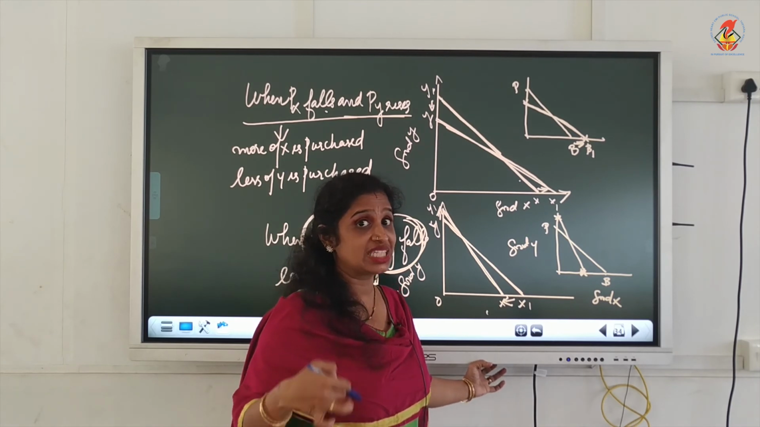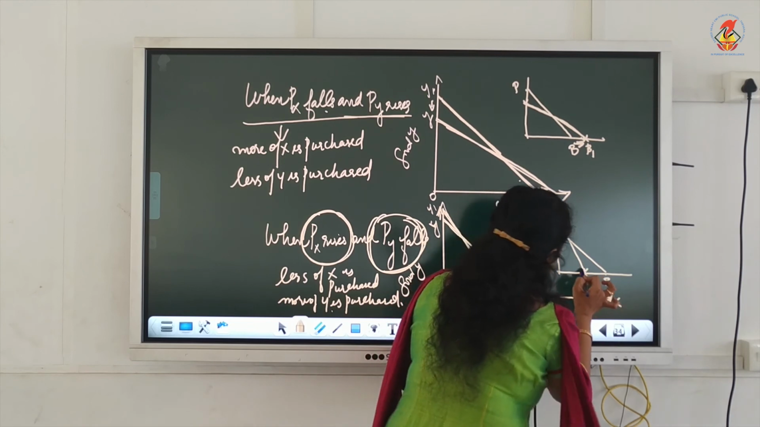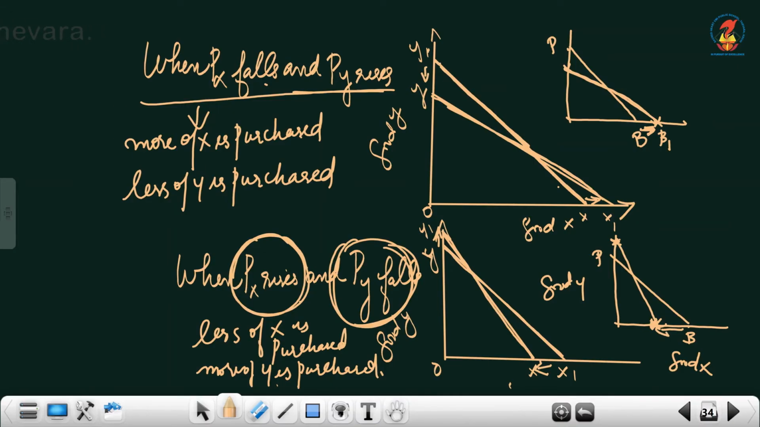When the price of X increases, less of X will be purchased. You can mark a point over here. When price of Y has come down, more of Y will be purchased. Mark a point there. Connect these 2 points. This is how you draw the budget line.